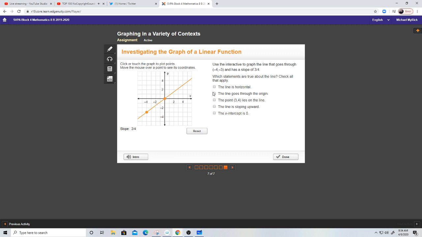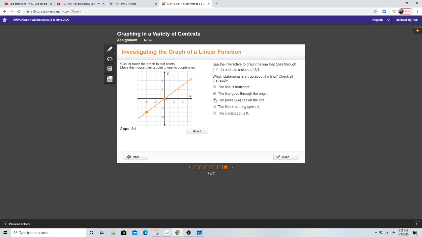Is this line horizontal? No. The line goes through the origin. The origin is this big cross right here. Yes. The point 0, 0 lies on the line. Now, what do you guys think? If it goes through the origin and has a slope of 3/4, do you think that's true? 1, 2, 3, 4. 1, 2, 3.